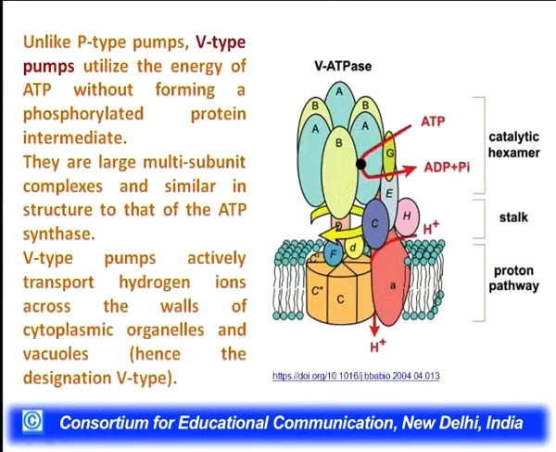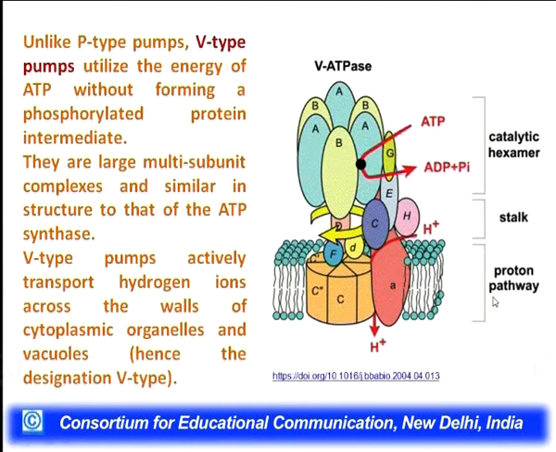multi-subunit protein. It has a catalytic hexamer, which is where the ATP will bind, and therefore hydrolysis of ATP will take place. This hydrolysis, however, will not lead to the phosphorylation of any of these proteins. Therefore, it is a V-type protein. This is a kind of stalk, and then this is the proton pathway.